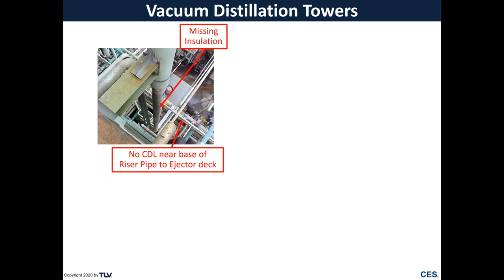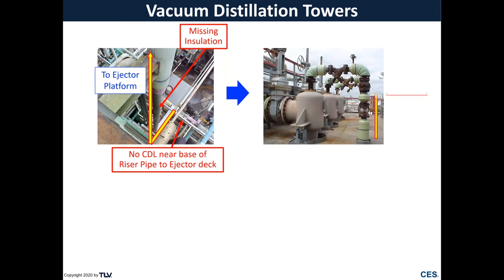Then for the steam going up to the ejector platform, it may not be that unusual to see that there are large sections of insulation missing from the piping, which adds to the radiant heat loss of that steam. The steam travels up to the ejector platform, which is oftentimes at least 50 to 60 feet above the pipe rack level. Do you think with these situations that we might have some wet steam going into those ejectors?